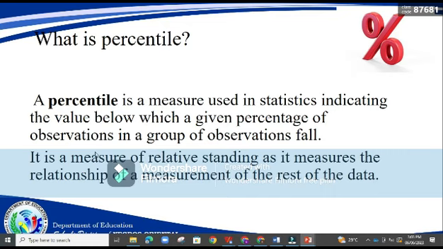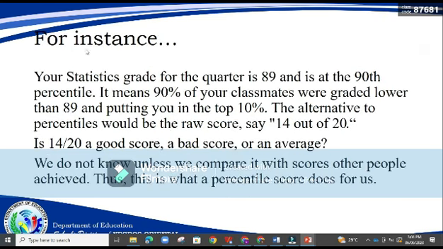Okay, now what is percentile? So in day 4, we will be discussing percentile. A percentile is a measure used in statistics indicating the value below which a given percentage of observations in a group of observations fall. It is a measure of relative standing as it measures the relationship of a measurement to the rest of the data. For instance, your statistics grade for the quarter is 89 and is at the 90th percentile. It means that 90% of your classmates were graded lower than 89, putting you in the top 10%.